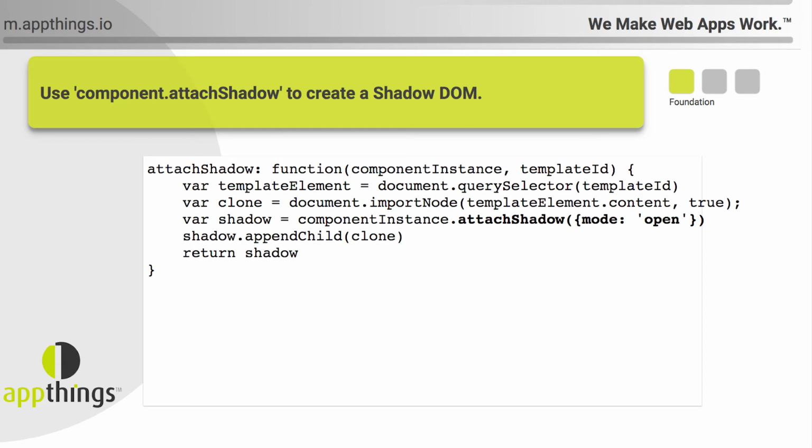That's where I'm getting the template. I'm creating a clone, and then I'm creating a shadow, and then I'm appending the clone to that shadow thing, and suddenly the bleeding has stopped. Great.